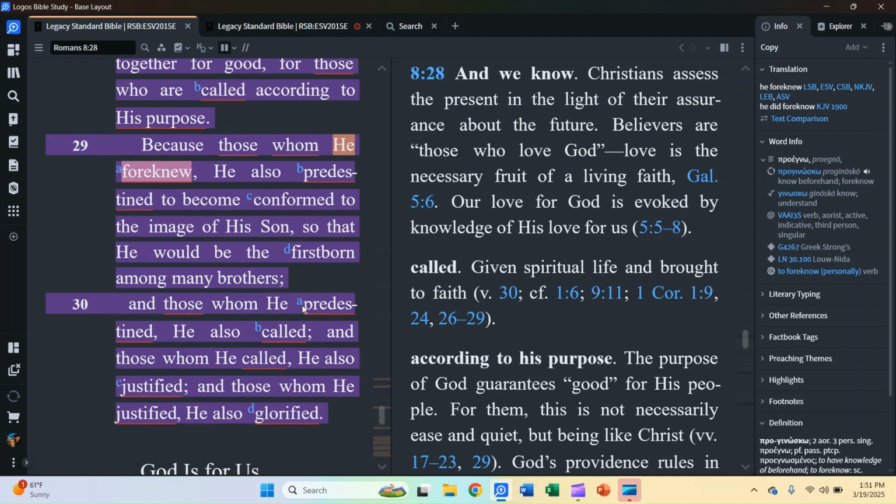And those whom he predestined, he called. And those whom he called, he justified. And those whom he justified, he glorified. That is the entire salvation process, and our will is not seen there whatsoever.